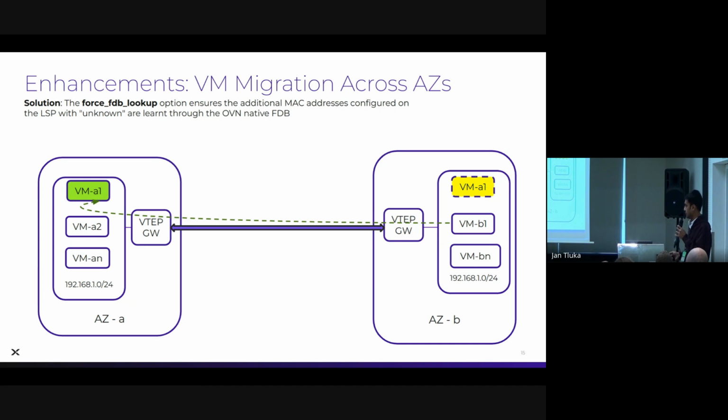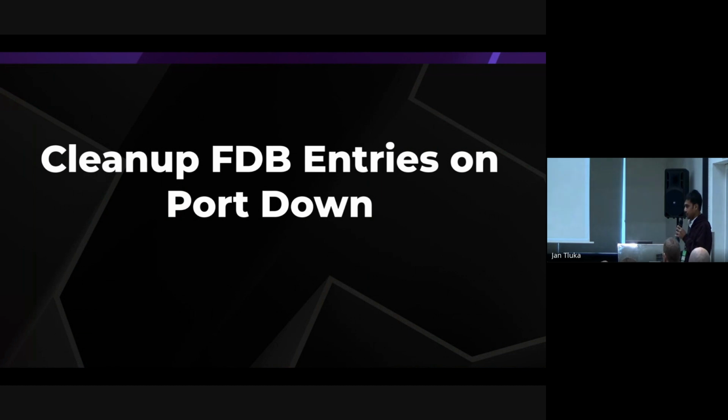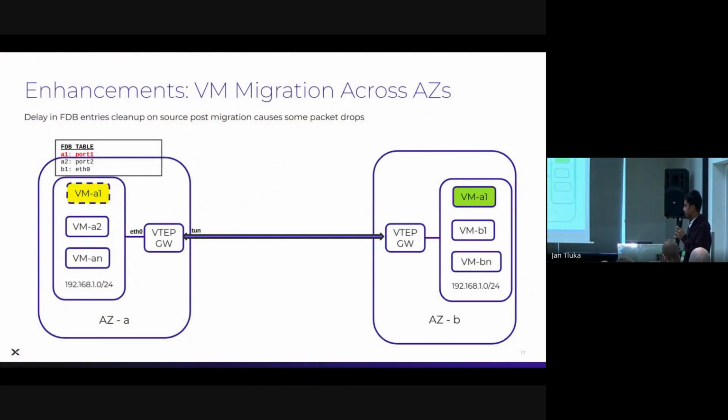So in this case, we just enable the force FDB lookup. As long as the VM is on AZ A, the packet will go there. Once it moves and the RARP is sent, the packets will start moving here. So this is also an extension to the same use case.